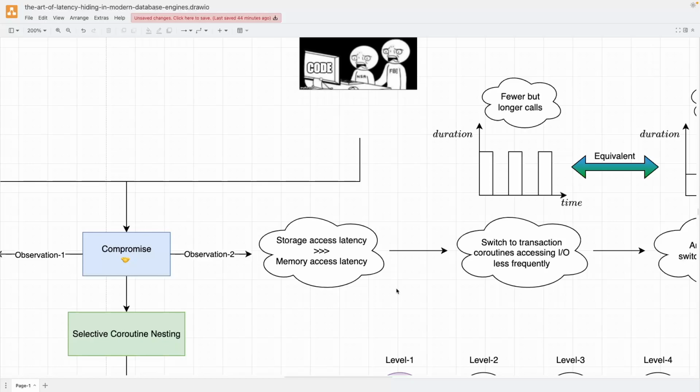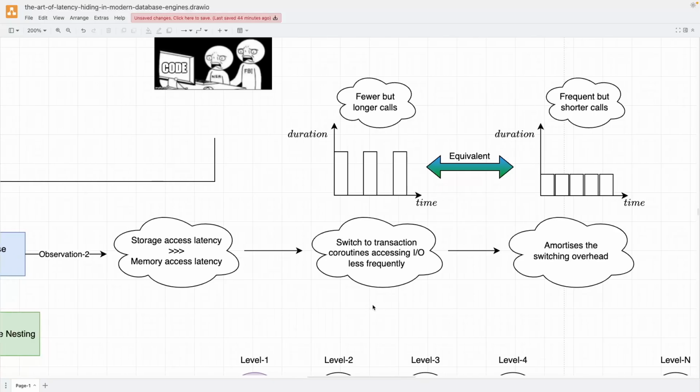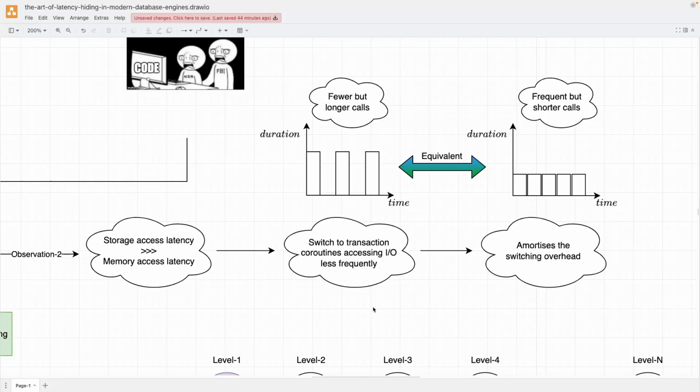So, because of that, what if we switch to these storage accessing coroutines less often? Because again, we know they're going to take longer, right? So why access them often? Just access them rarely, once in a while. But the coroutines that access memory, that is your RAM, access them often. So that is another trade-off that the authors look at.